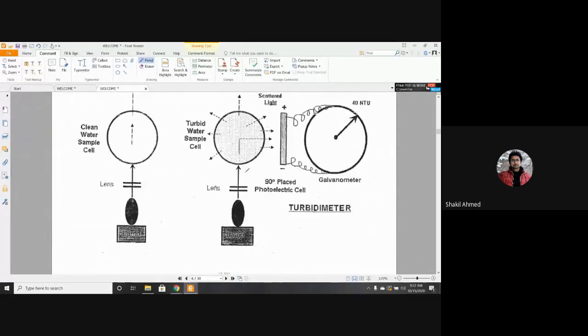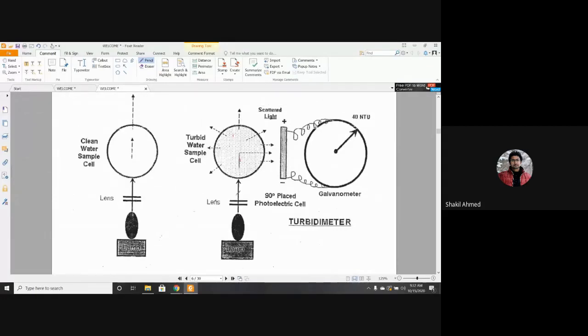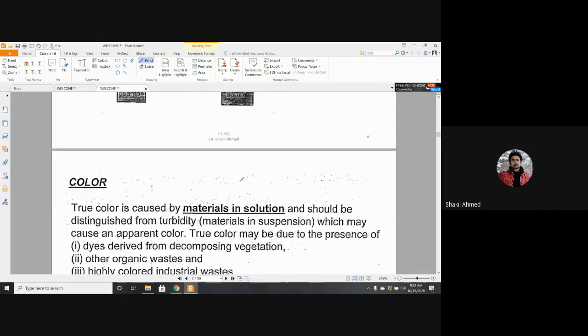So this is the lamp. This is the sample. If you don't have turbidity here, the light will directly pass through. If you have particles here, it will reflect. And this is the photosensitive cell or photoelectric cell. It can detect the light. Okay, clear? Yes, sir.